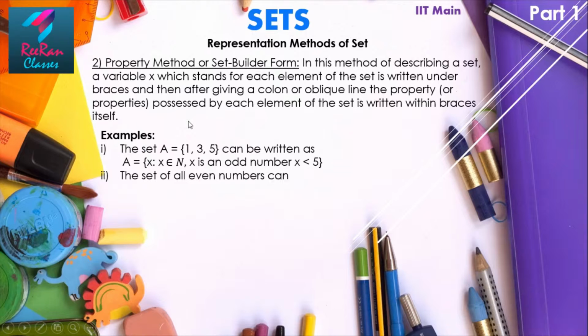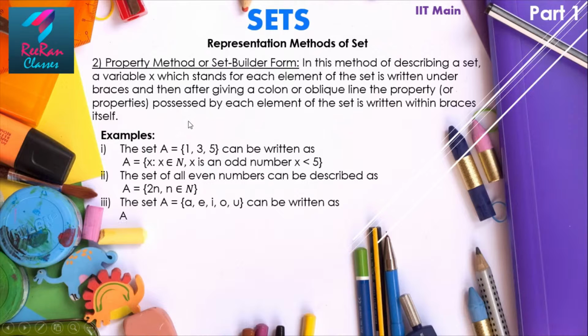Second example, the set of all even numbers can be described as A is equal to {2n : n belongs to natural numbers}. Third example, the set A is equal to {A, E, I, O, U}. This is in roster form. This can be written as A is equal to {x : x is a vowel of English alphabet}. So I hope you understood this representation also.